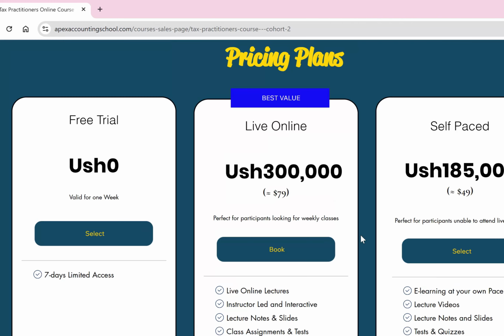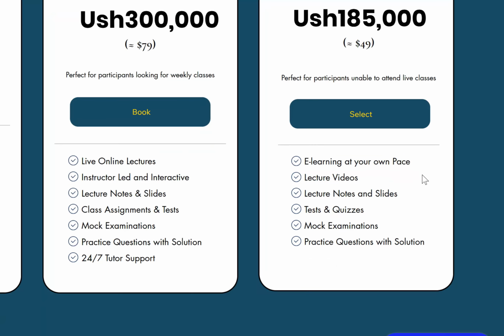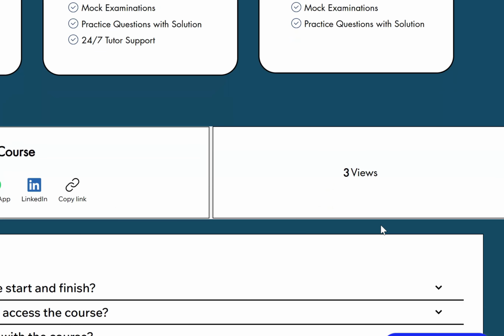We are here to support you to ensure that you fine-tune your skills in the areas that have been indicated. We also have the self-paced pricing plan. If you feel you cannot follow the live weekly classes, you can enroll for the self-paced, which is pocket friendly. You'll see the amounts in Ugandan shillings and in dollars, so that you're able to join. So here you'll get e-learning. You have access to e-learning at your own pace. You have access to lecture videos, lecture notes and slides. Projects, you also run the projects and you'll be supported with the tutor. Then we have the examinations and also other practice questions.